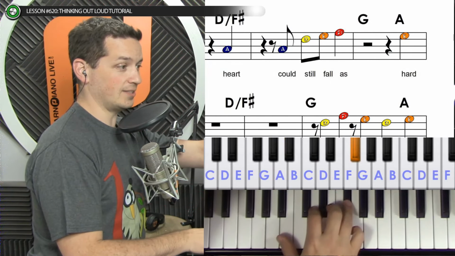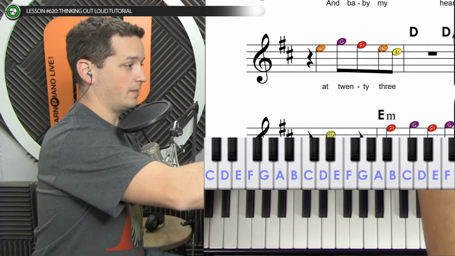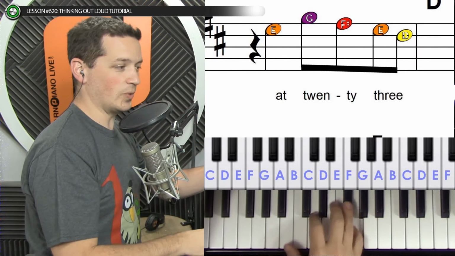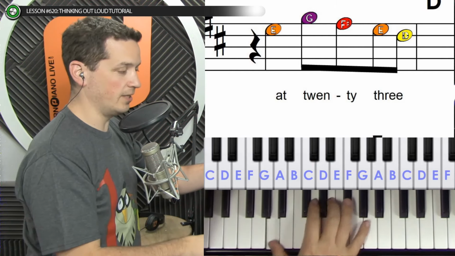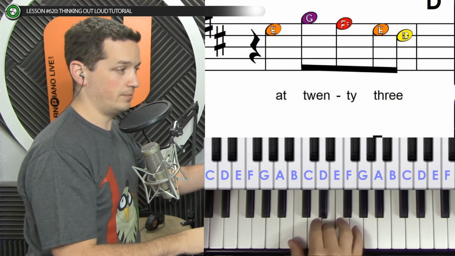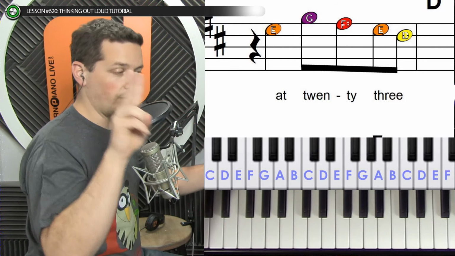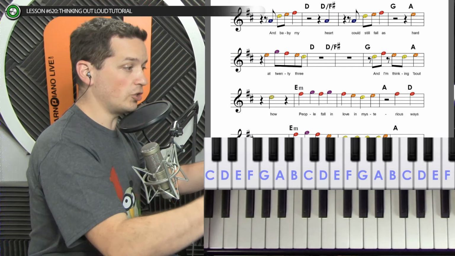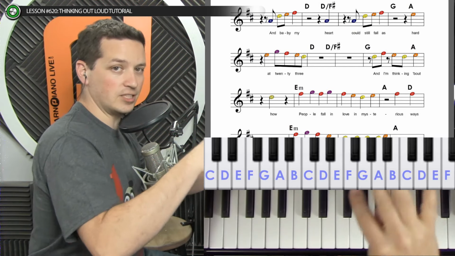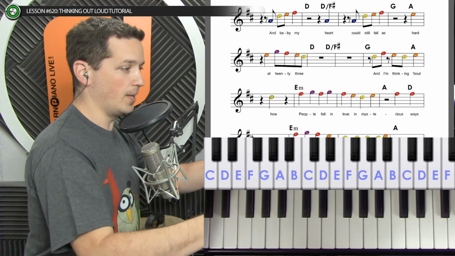Could still fall as hard at 23E. So already with those two phrases, you're about a third of the way through the song. Let me show you the rest of these notes. I think with that much information, you could probably figure out the melody for the rest of those.